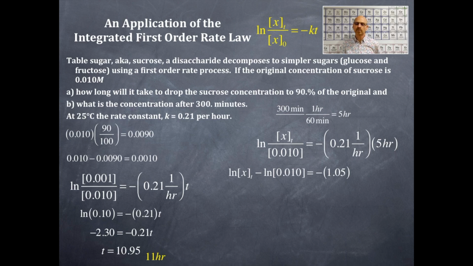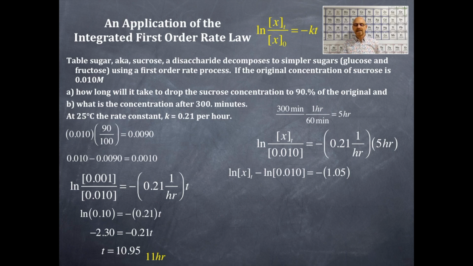I've also cleaned up the right-hand side of the equation. I've got rid of the units of hours, those have canceled out, and I've done the multiplication of 5 times the 0.21. So on the left-hand side I've got the natural log of x sub t minus the natural log of the initial, original concentration of 0.010, equal to that product of the constant and the time.